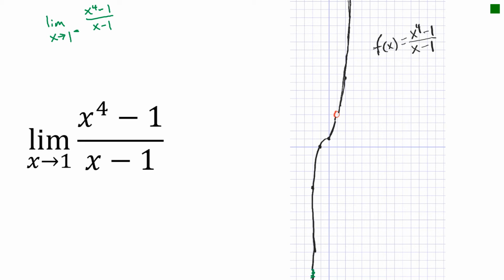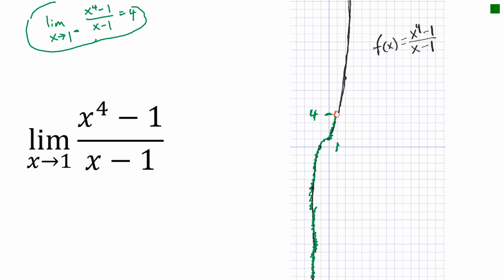So on this side, which is the left side, if we kept going and we got closer and closer, by the way, 1 is here. This is where we're going to stop. So as we get closer and closer to that particular x value, it looks like we're going to have a value that is close to 4. So we would say that in this case, our left-handed limit is equal to 4.